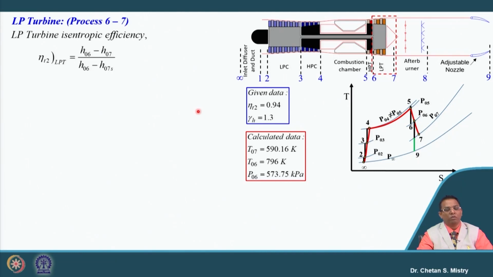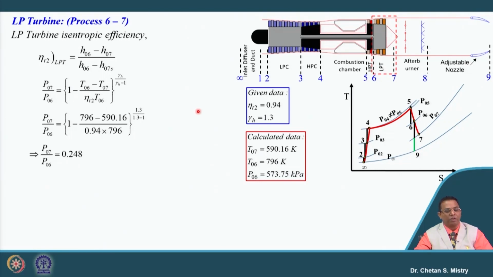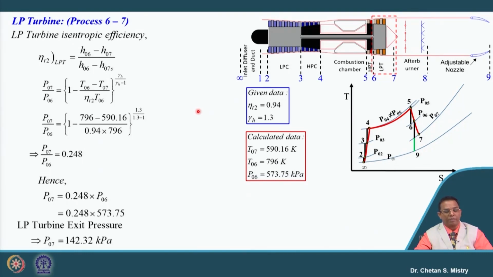Now let us move ahead with the calculation for the pressure. I am sure you are confident enough to calculate what my exit pressure from the LP turbine will be. For the LP turbine also we can correlate our expansion ratio with the temperature, and that is what we are putting here. If we put in all these numbers, the exit pressure from the LP turbine is coming as 142.32 kilopascal.